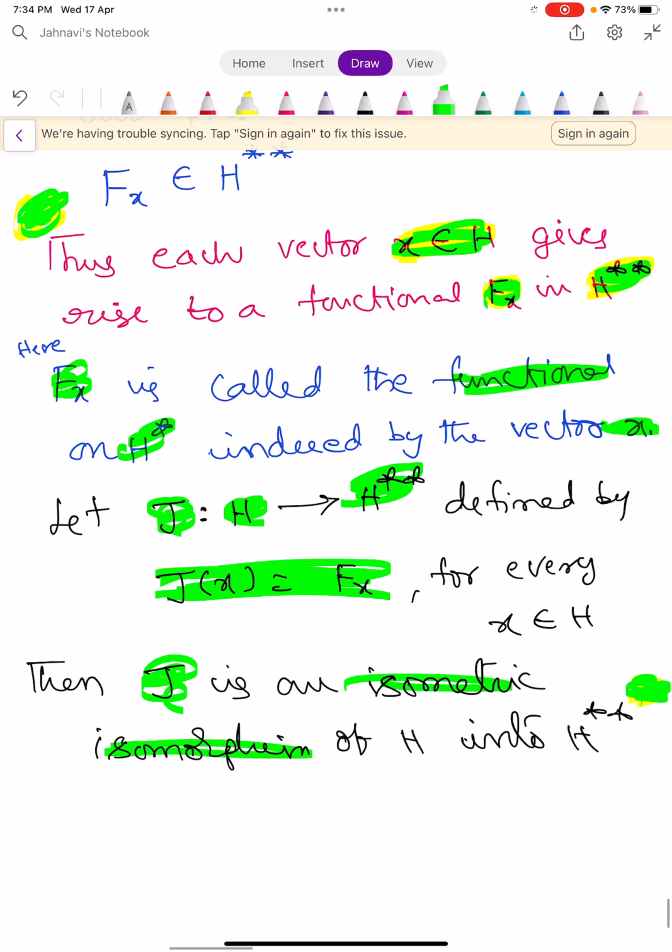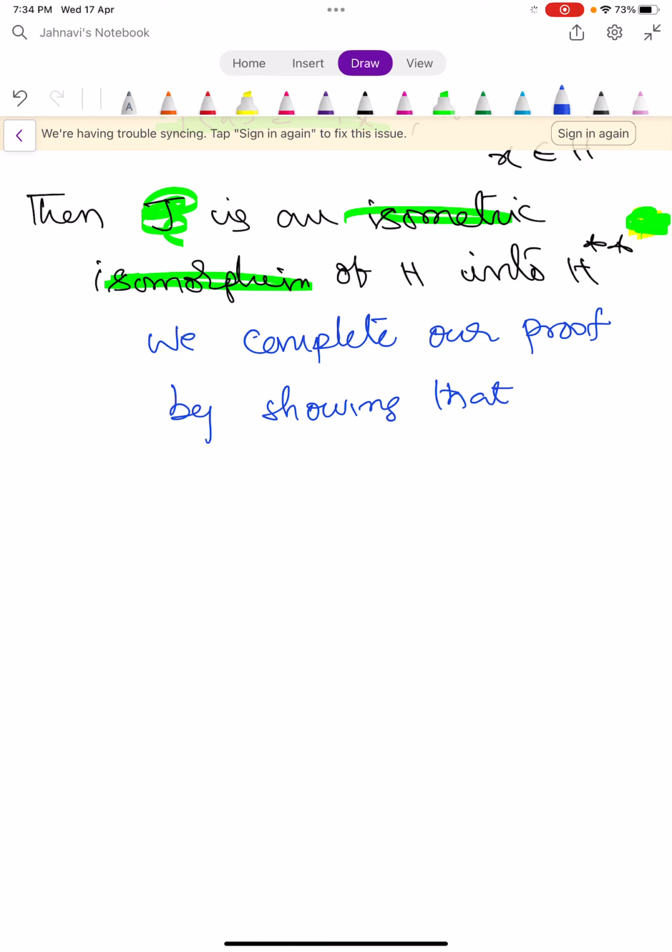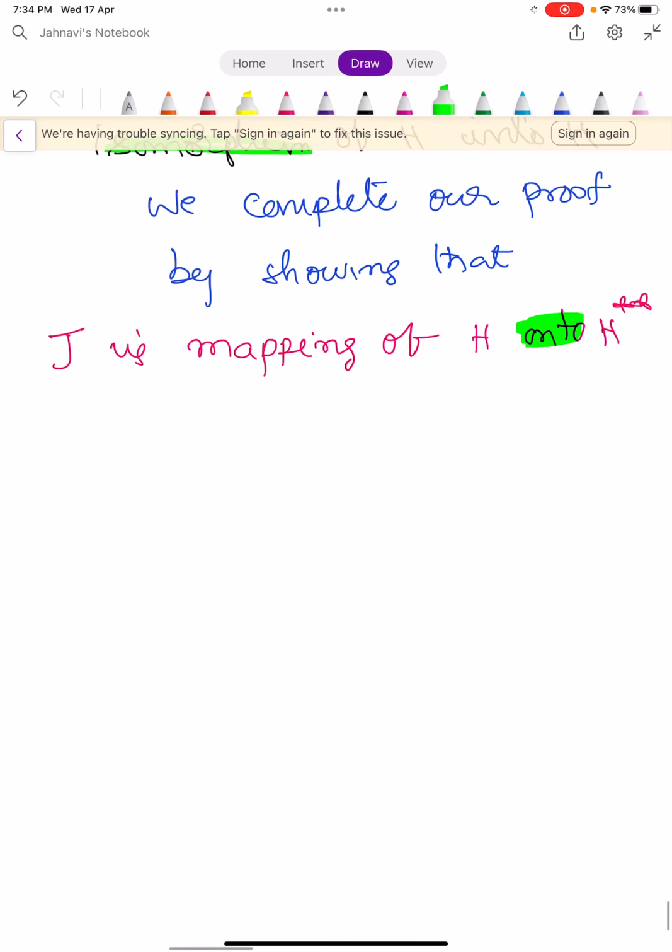So, we complete our proof by showing that capital J is a mapping of capital H onto H double star. This is an important point. We conclude our proof by proving that J is an onto mapping.